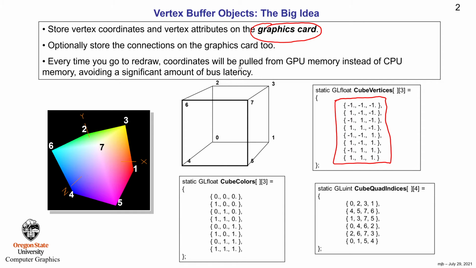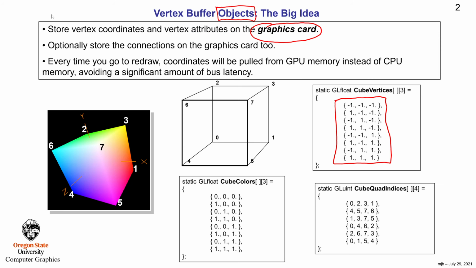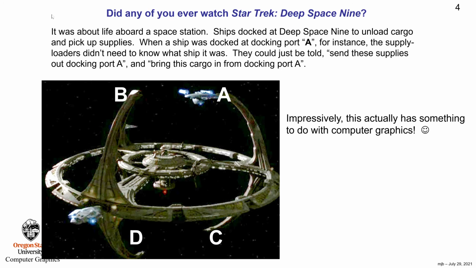And remember, anytime you see the word object in the OpenGL world, it means on the graphics card in GPU memory. So that's why it's called not just vertex buffer, but vertex buffer object. We can do it with triangles. Again, there's nothing magic about that. It has to be quadrilaterals, but yeah, we can do it with triangles as well.